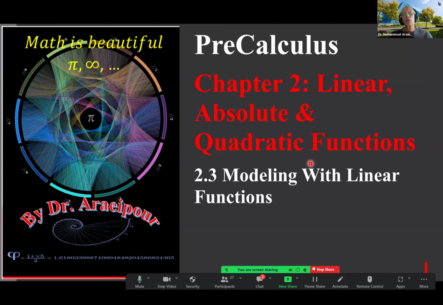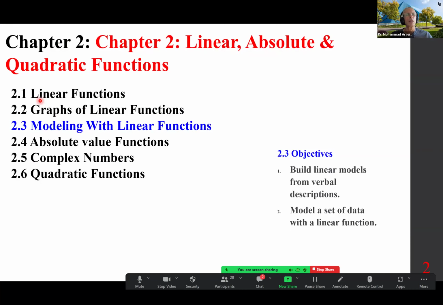Good afternoon, class. We are looking at chapter 2, linear, absolute, and quadratic functions. Here's section 2.3, modeling with linear functions. We have covered linear functions, graphs of linear functions, and now modeling with linear functions. The objectives are to build linear models from verbal descriptions and model a set of data with linear functions.